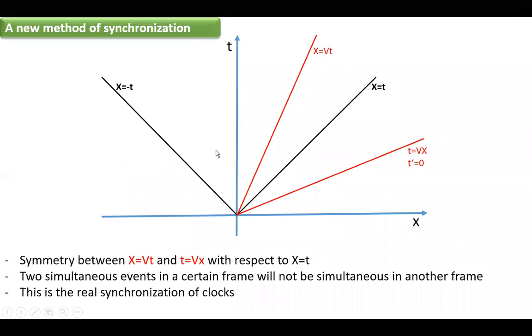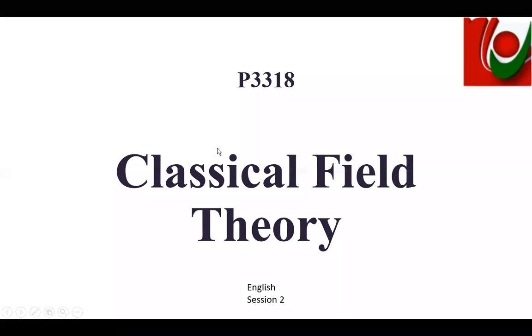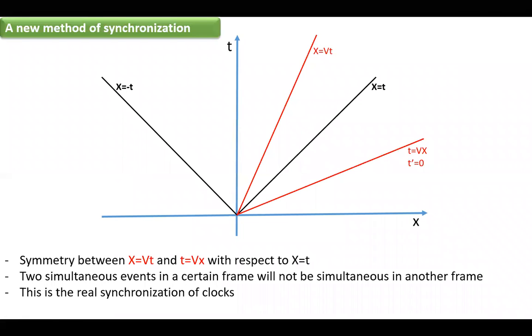Okay, so a new video of the classical field theory. We will begin from where we left last time. Last time we saw a new method of synchronization. We need to synchronize clocks using a universal constant, which is the speed of light.